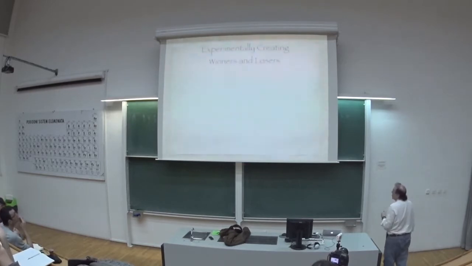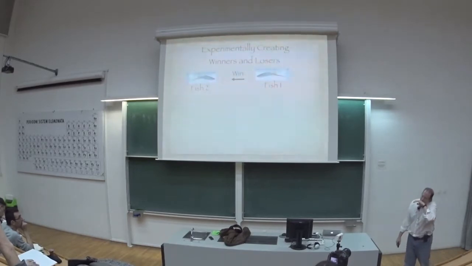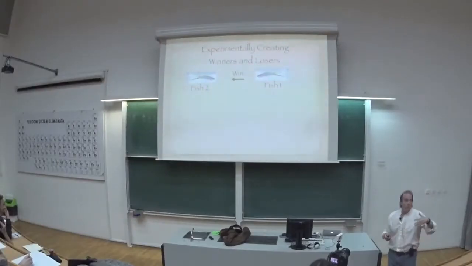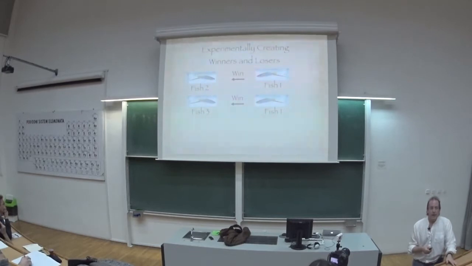So I'm going to show you an experiment that one of my students and I did on this question. Let me show you how we set up the experiment, because it's important to understand how winners and losers are chosen in this experiment. So, for example, suppose you have two of these swordtails, and you put them together, and fish 1 wins a fight against fish 2. And then suppose you take fish 1 and you put them against fish 3, and let's say fish 1 wins again. So fish 1 won both fights.